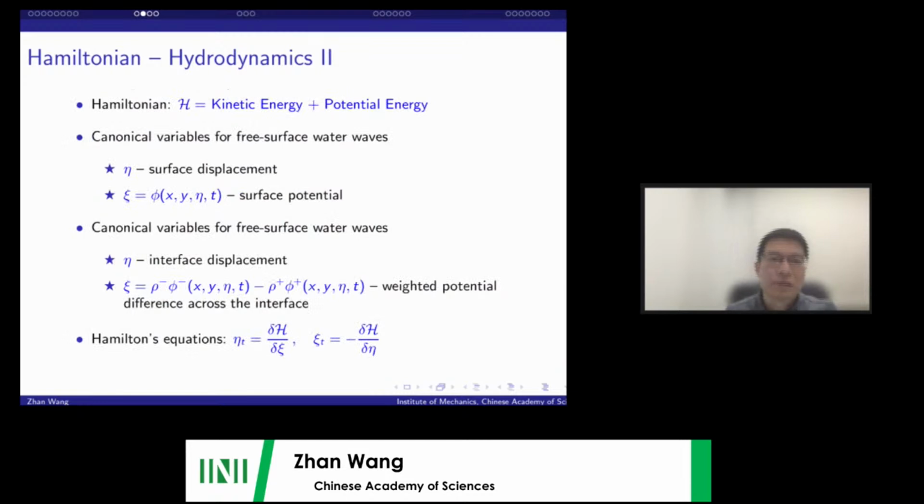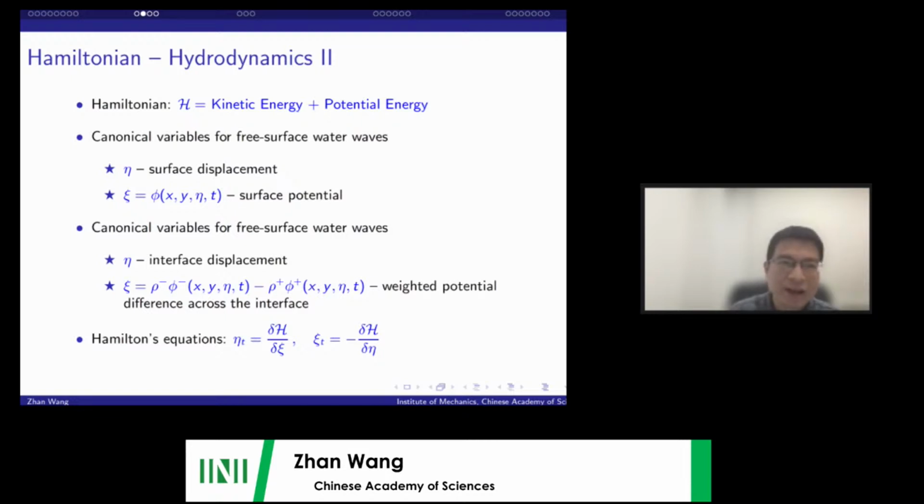For free surface waves, the Hamiltonian is the total energy, and the canonical variables are the surface displacement and the surface velocity potential. For interfacial waves, the situation is very similar. The only difference is that one canonical variable changes. It becomes the velocity potential jump across the interface.